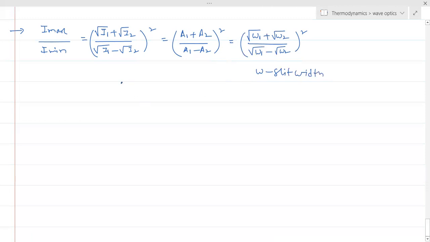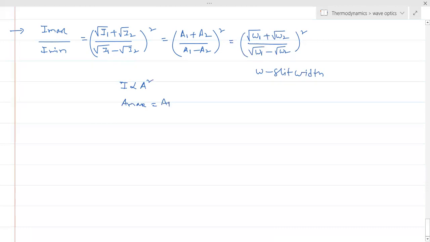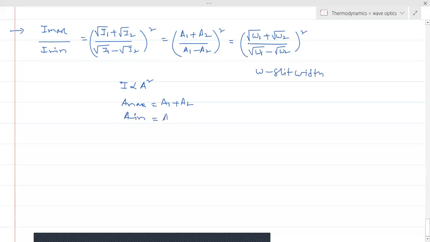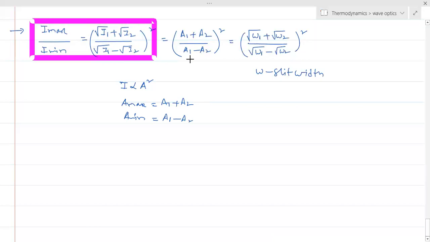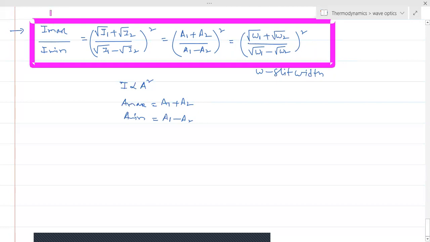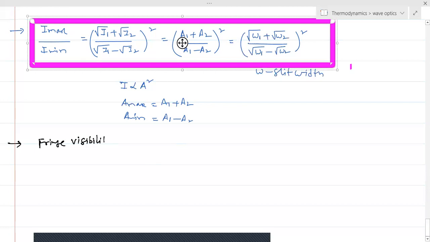We are deriving everything on the basis of I being proportional to amplitude square. We know that A maximum is equivalent to A1 plus A2 and A minimum is equivalent to A1 minus A2. This is very, very important. You can come across a bunch of questions on the basis of this topic, so this is very important. Next, afterwards, I am taking fringe visibility V.